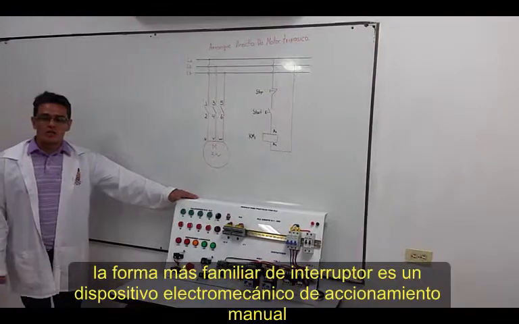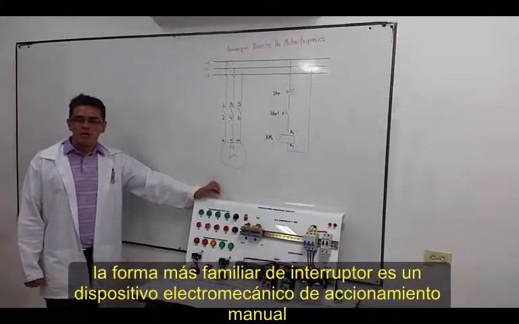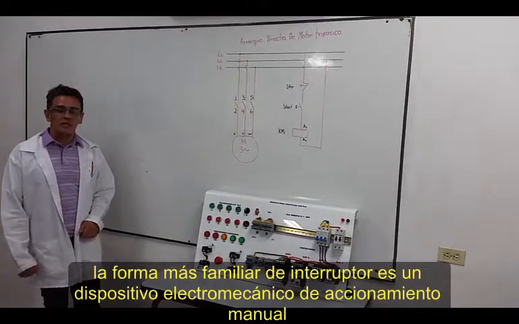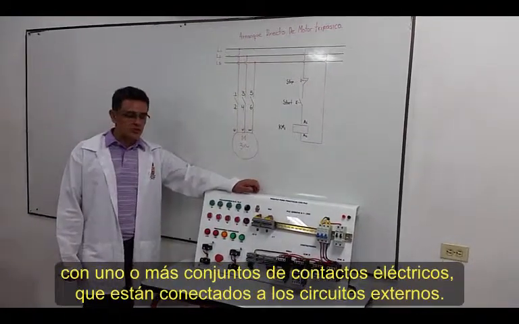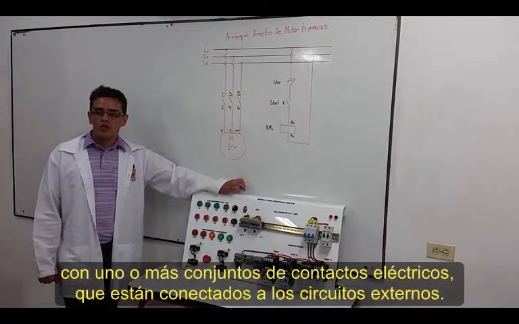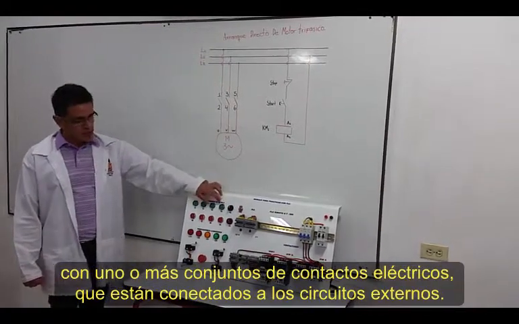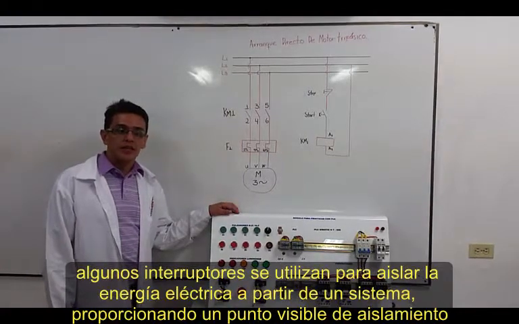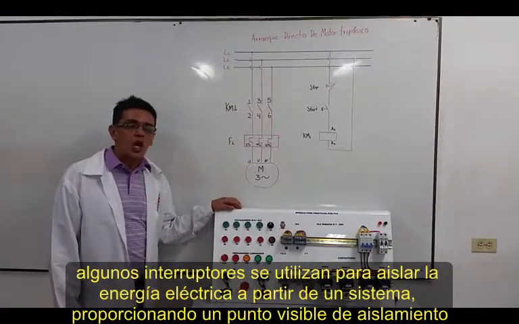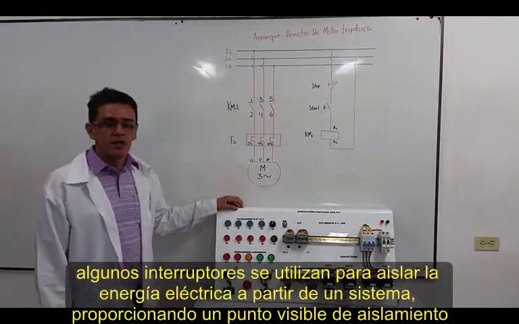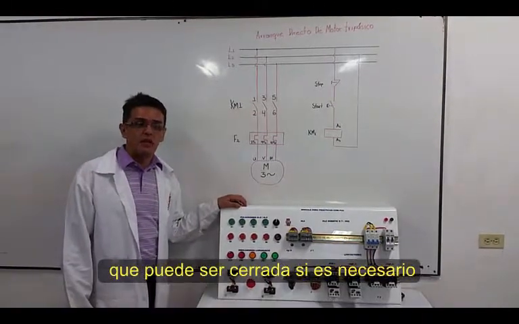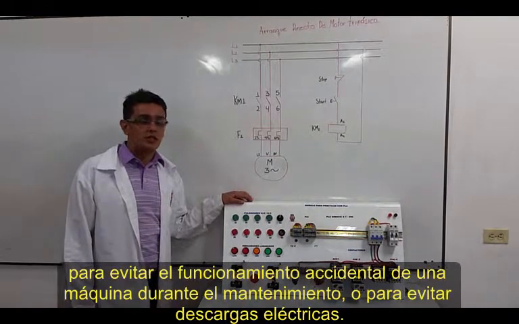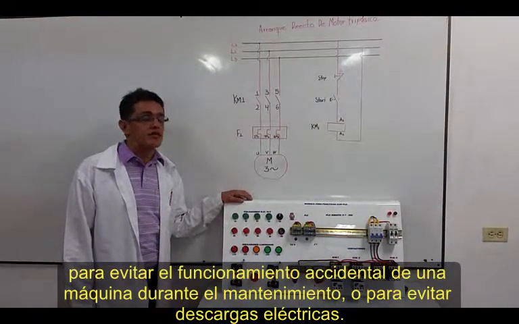The most popular or familiar form of switch is an electromechanical device with one or more sets of electrical contacts which are connected to external circuits. Some switches are used to isolate electric power from a system, providing a visible point of isolation that can be locked if necessary to prevent accidental operation of a machine during maintenance or to prevent electric shock.